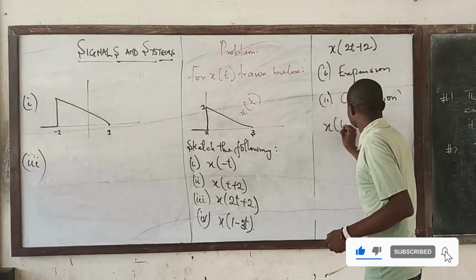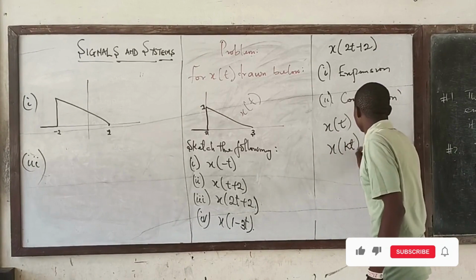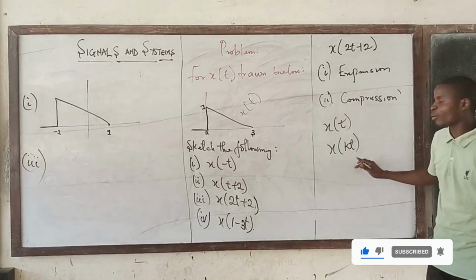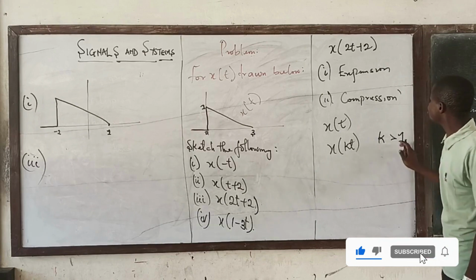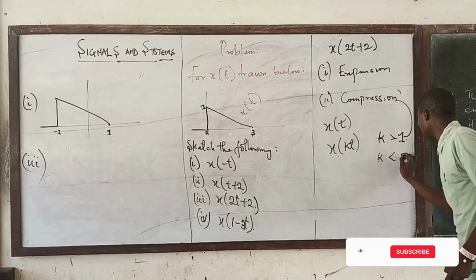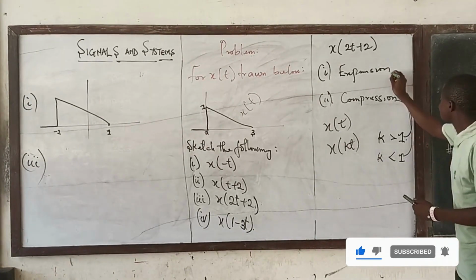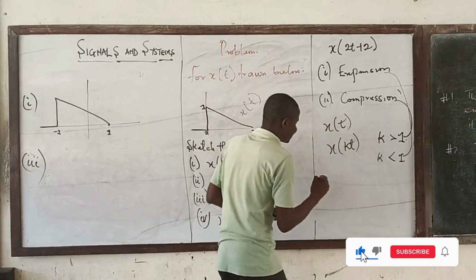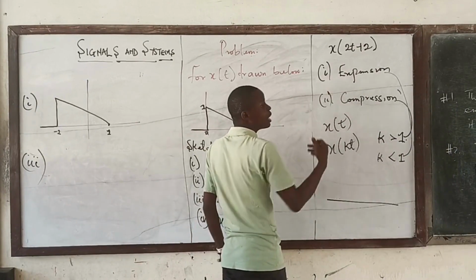Now, let's say we have x of t as we have here. Then when I write x(kt), what this k is actually telling me is time scaling. When my k is greater than 1, what I'm actually doing is compression. When my k is less than 1, what I'm actually doing is expansion. Now, generally speaking, this is how you go about interpreting x(kt), which is your time scaling.